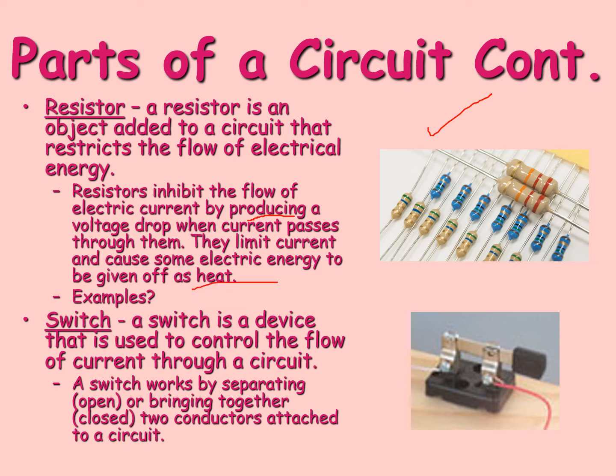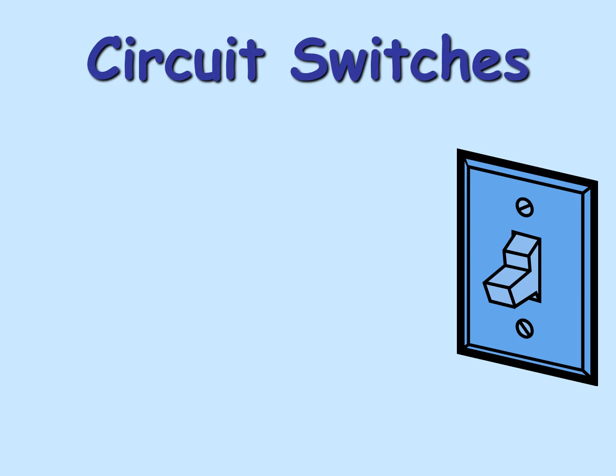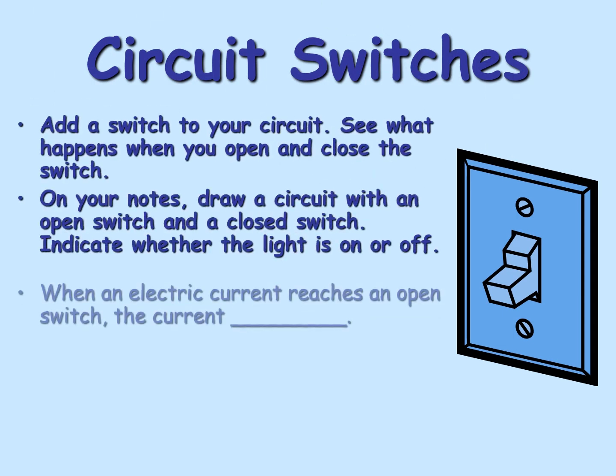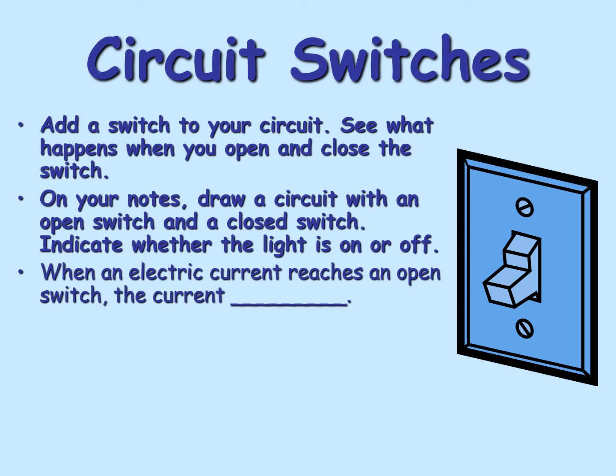Then we also have the switch, commonly used in our houses. You put it on and you put it off. A switch is a device that is used to control the flow of current through a circuit. A switch works by separating (open) or bringing together (close) two conductors attached to a circuit. When the switch is off, you stop the current, and it becomes an open circuit.